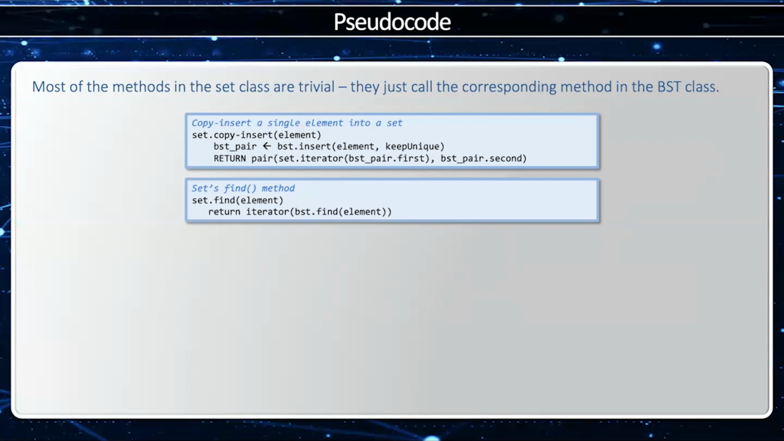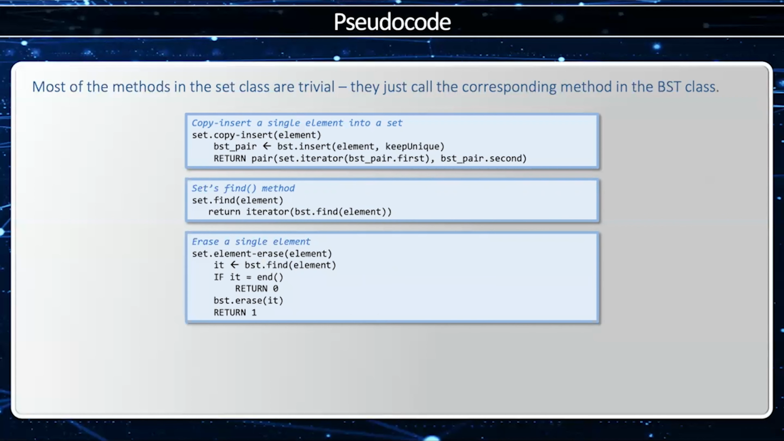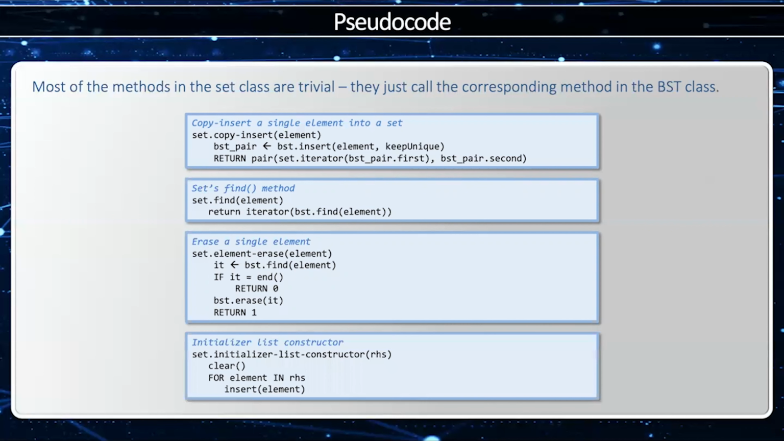Set's find method is simply going to call BST's find, and BST's find will return a BST iterator, but I've got to convert that into a set iterator, which the client will use. Erase a single element. Well, first I've got to find it. So I'm going to get a BST iterator from find. And then if it's the end iterator, in other words, the element is not in the collection, then I'm going to return 0, which means I deleted 0 elements. Otherwise, I'll erase it using the BST's iterator, and then I'll return 1 because I've removed 1 element.